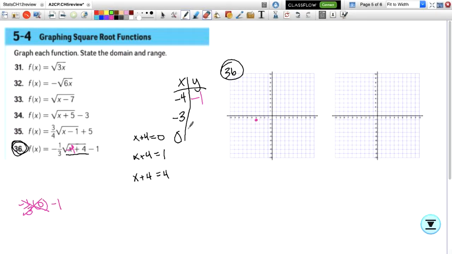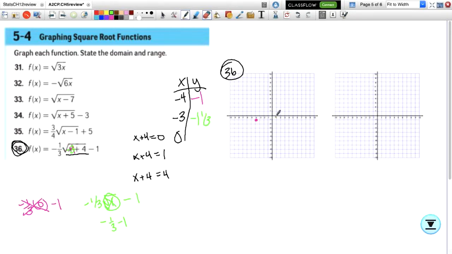Now I'm ready to do my next one. I'm going to plug in -3 here. So -3 plus 4 is +1. So right now I have -1/3 times the square root of 1 minus 1. Well, the square root of 1 is 1. And 1 times -1/3 is just -1/3 minus 1. Those are the same sign, so add and keep the sign: -1 1/3.